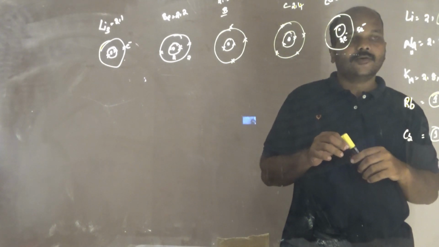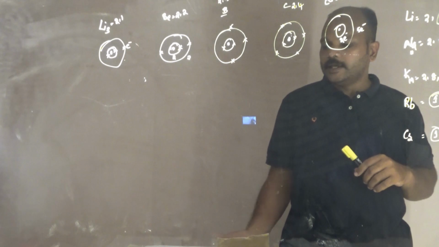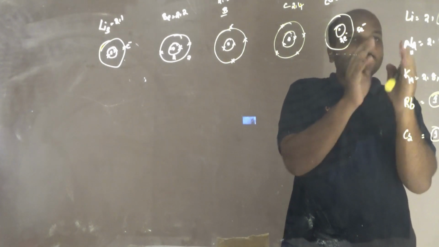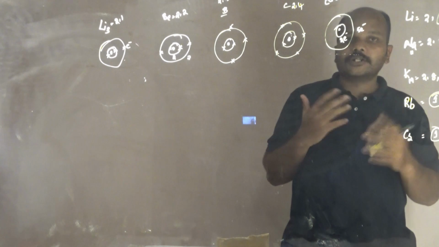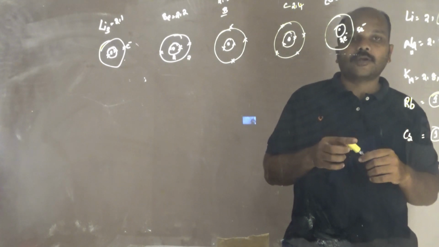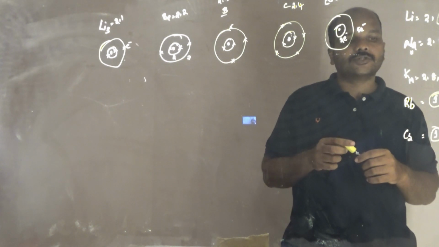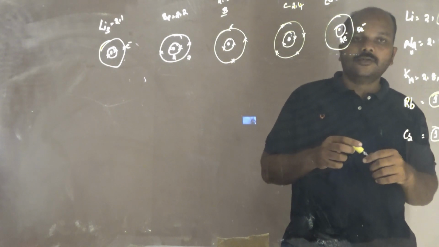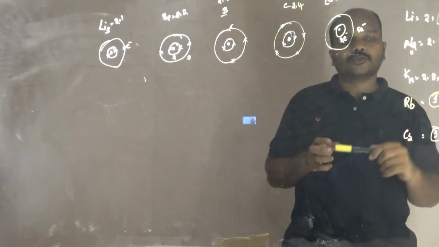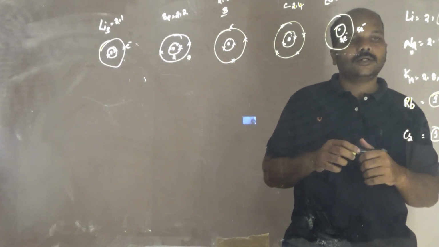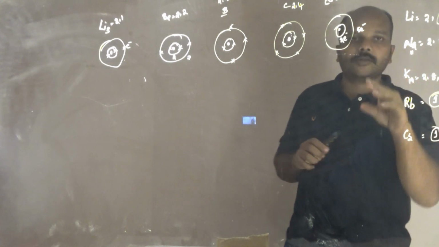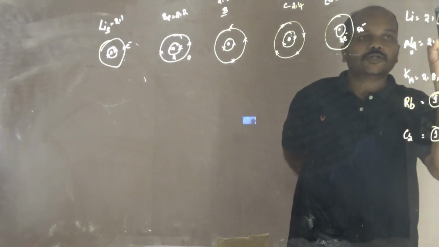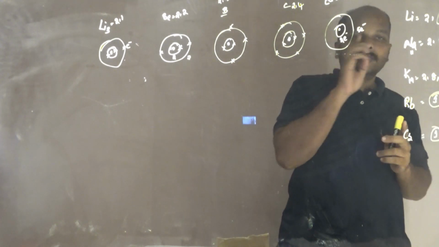These elements in the same group show the same type of chemical reactivity. Lithium reacts with water and releases hydrogen. Same way for sodium, potassium and rubidium. If you put sodium into water, it releases hydrogen. Potassium into water also releases hydrogen. So let's see how that reaction is happening.